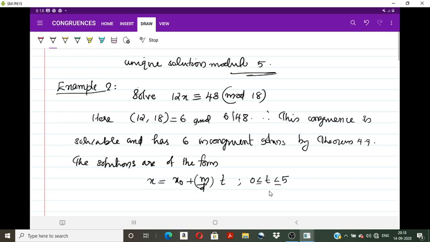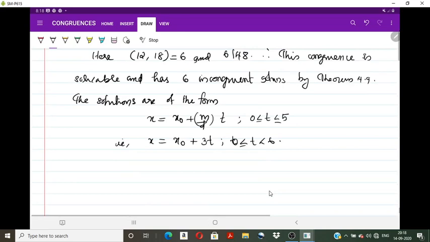So first of all, we have to find x naught, any one solution. x is equal to x naught plus m by d, where m is 18 and d is 6, that is 3. So x equals x naught plus 3t, where 0 less than or equal to t less than or equal to 5. So this is about the solution. First of all, we have to calculate x naught.